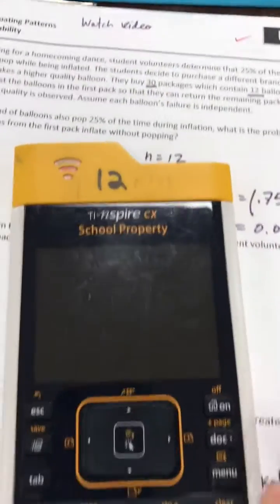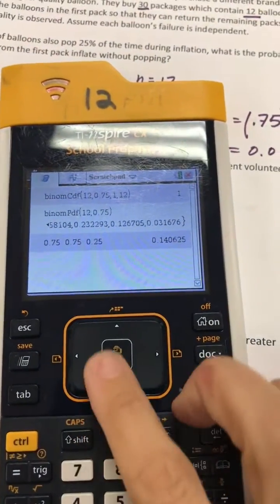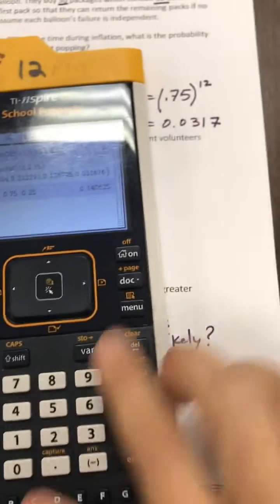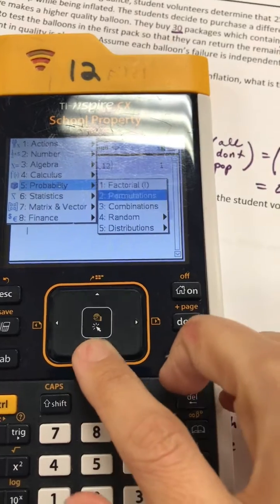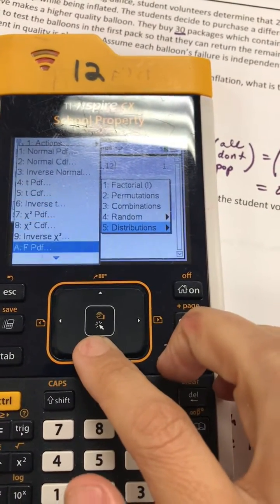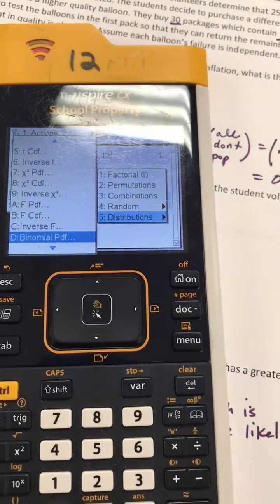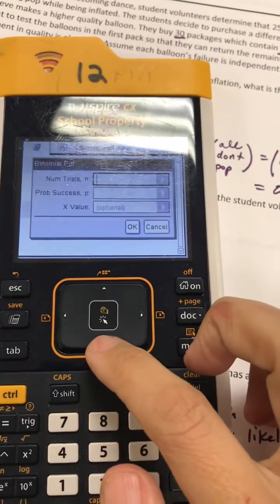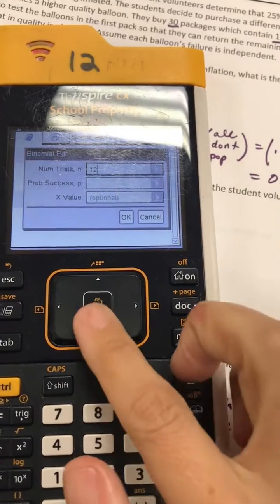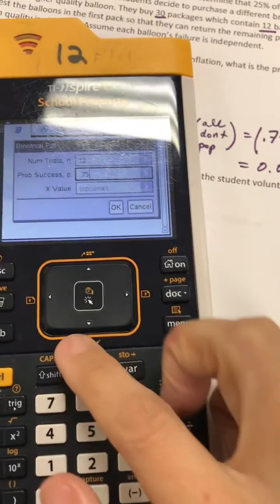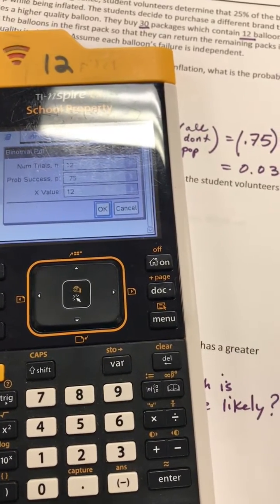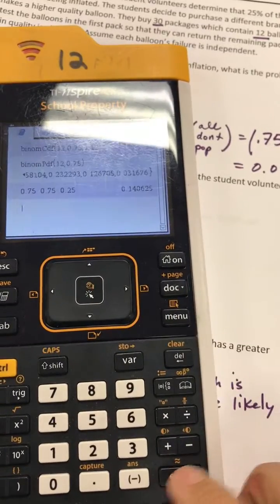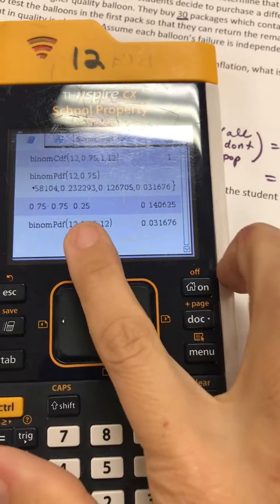Can I do it in a calculator? So one benefit with me here is actually showing you how to do it on this calculator because he doesn't have the same calculator as we do. So if you go to menu, probability, distributions, go all the way down. This menu is pretty much the same. I want to go to binomial PDF, and I want to find out what happens if we do have 12 trials, 12 balloons, probability of success is 0.75, and what if we have all 12 do not pop, 12 successes in a row.